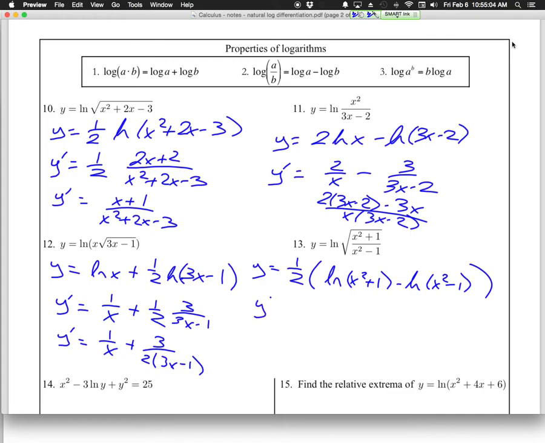Now take the derivative. So the 1/2 stays there. Then I have 2x over x squared plus 1 minus 2x over x squared minus 1. There could be one more thing to make it pretty, and it wouldn't be too time consuming. What is that one thing? Should be the 2. Yeah, the 2's. So make it just x over x squared plus 1 minus x over x squared minus 1.